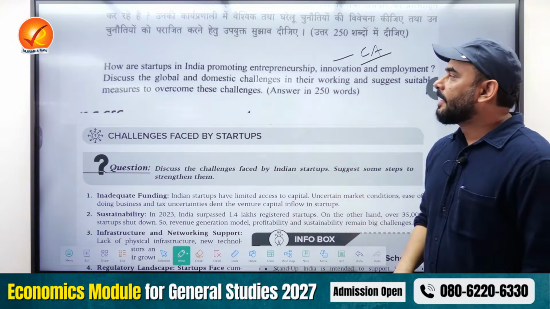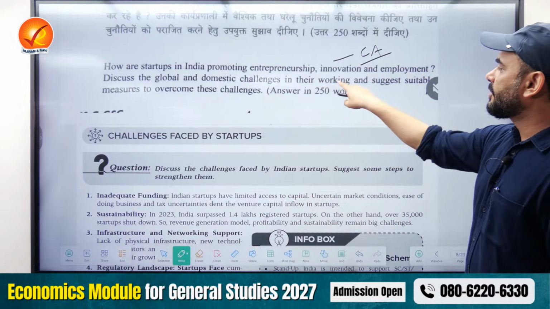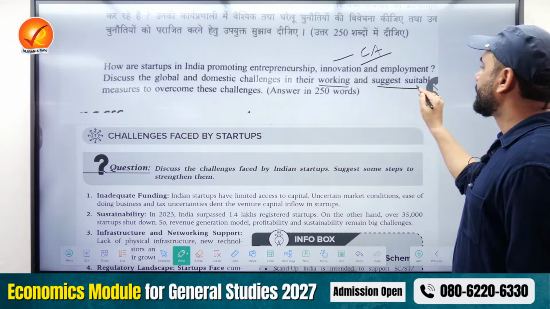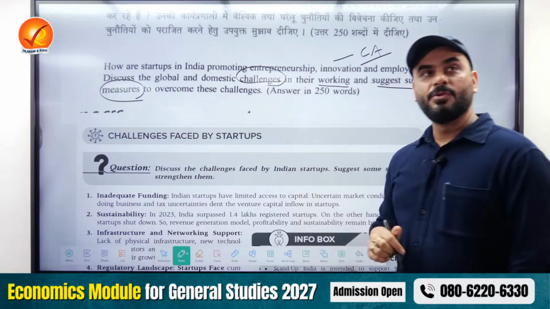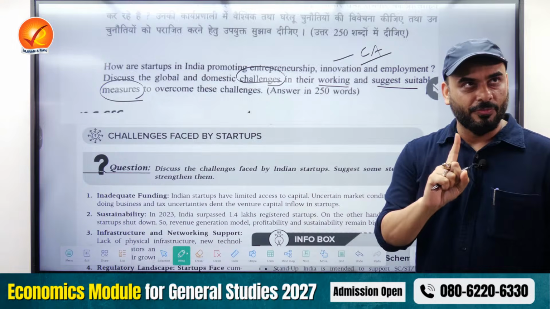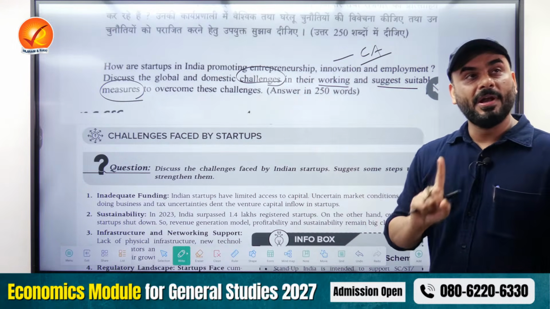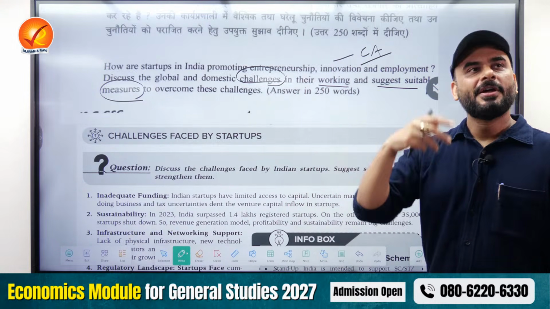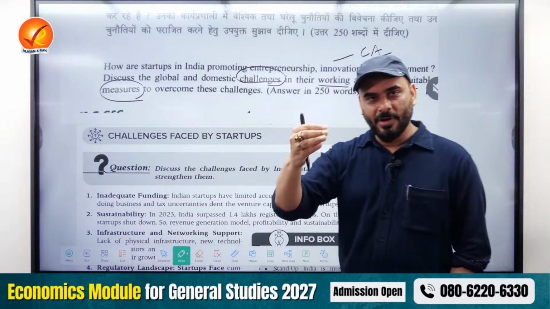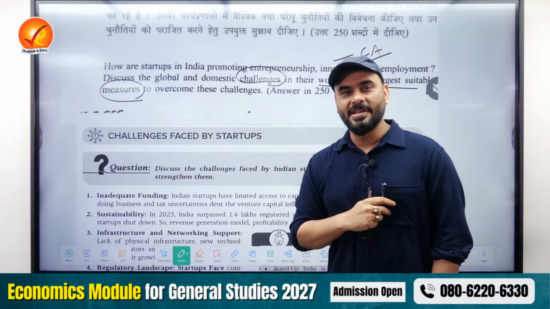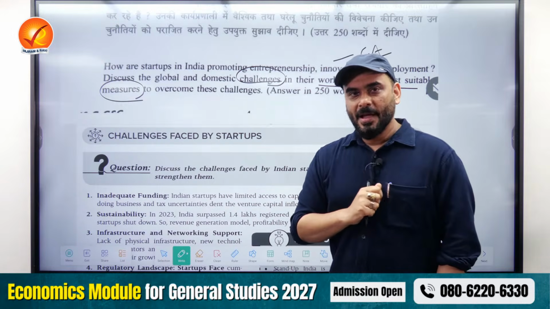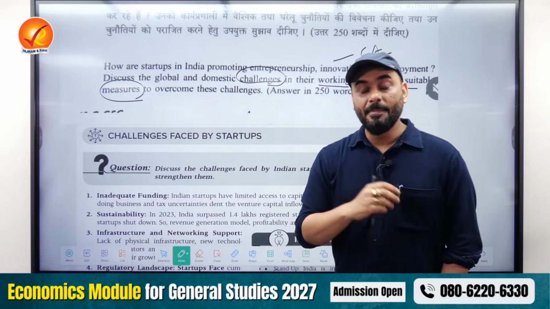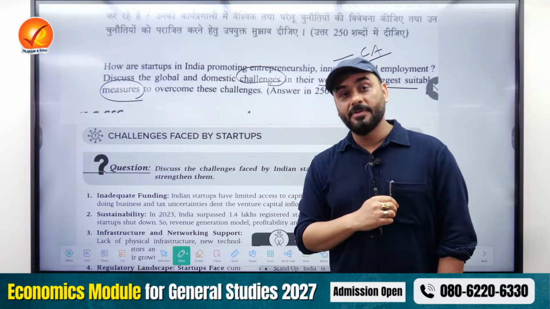Read the second part. Discuss the global and domestic challenges in their working and suggest suitable measures. So we have to discuss the challenges and we have to discuss the measures, how to improve. But they are asking both global and domestic. So for example, a global challenge could be that from the world, now technology is not coming that easy, money is not coming that easy because of geopolitical disturbances. And what is the problem in the domestic economy? Maybe we are not able to support the startups the way they should be supported.